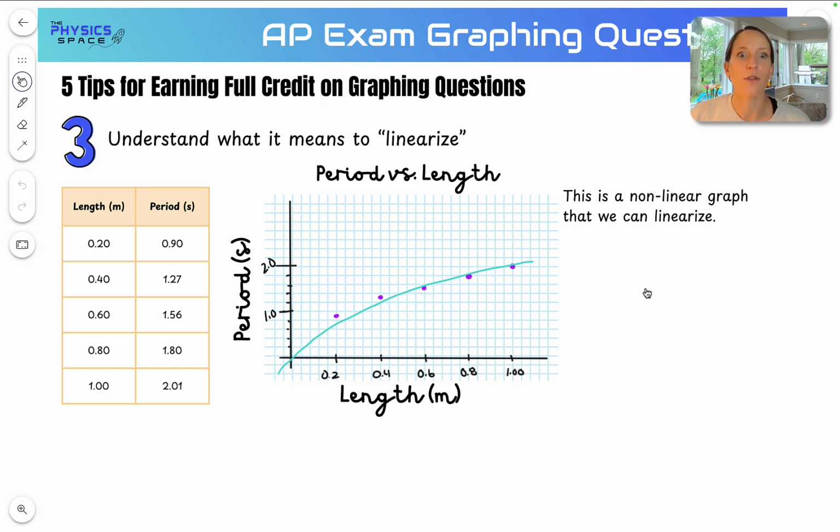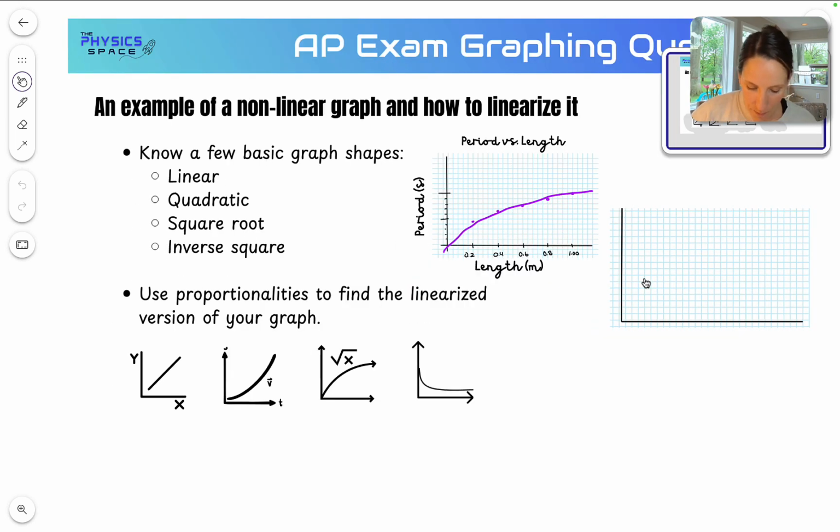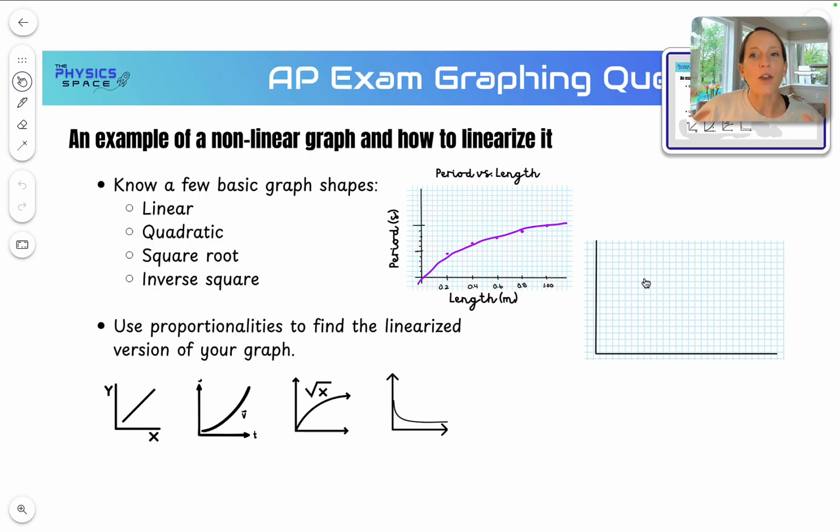period and length squared, or the inverse square of period and length. And we're going to graph those two quantities and it's going to be linear. So I'm going to show you how to actually figure that out and how to linearize a graph. There are 4 main graph shapes that you want to make sure that you are familiar with in order to help you with this linearizing process.